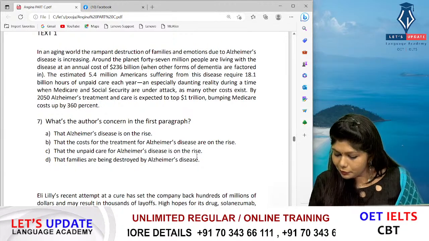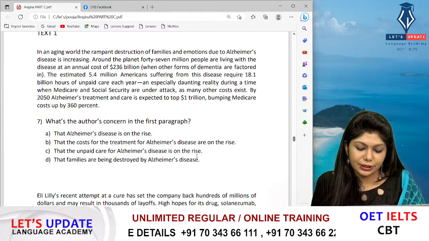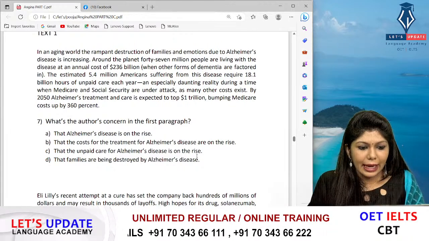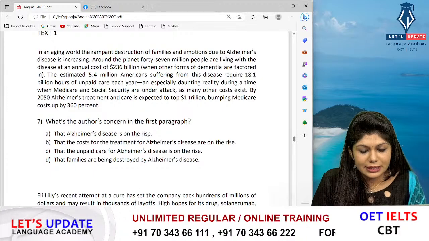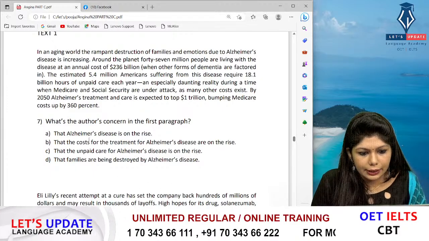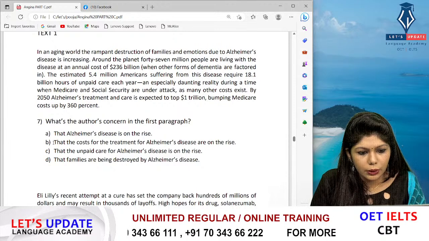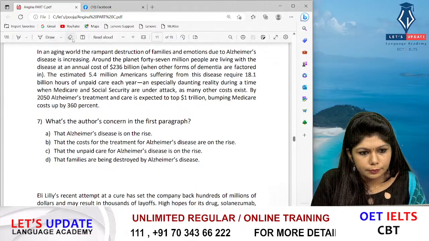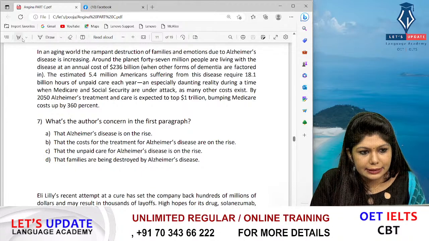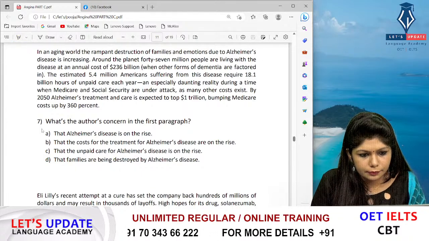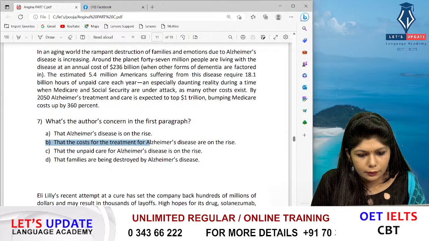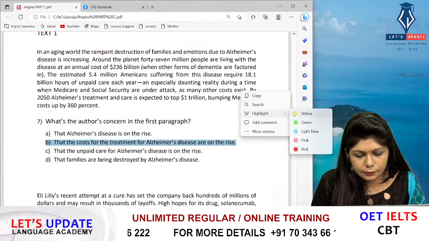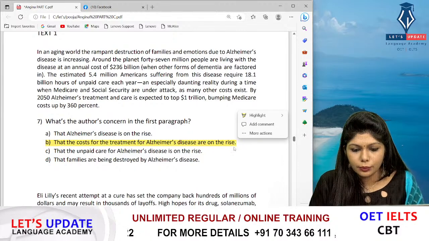So let's look at the correct answer for this question, and the correct answer is B, indeed, that the costs for the treatment for Alzheimer's disease are on the rise. So I'll just highlight the answer. Okay, and I'll tell you the reason why it's so.